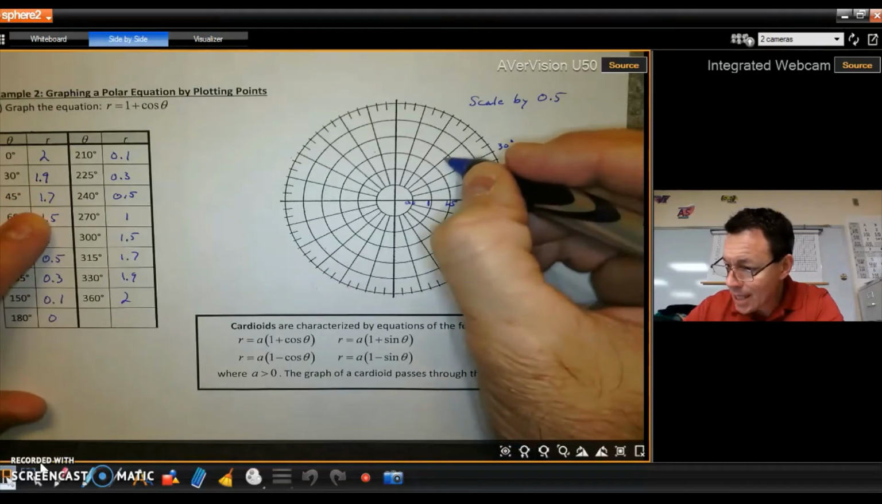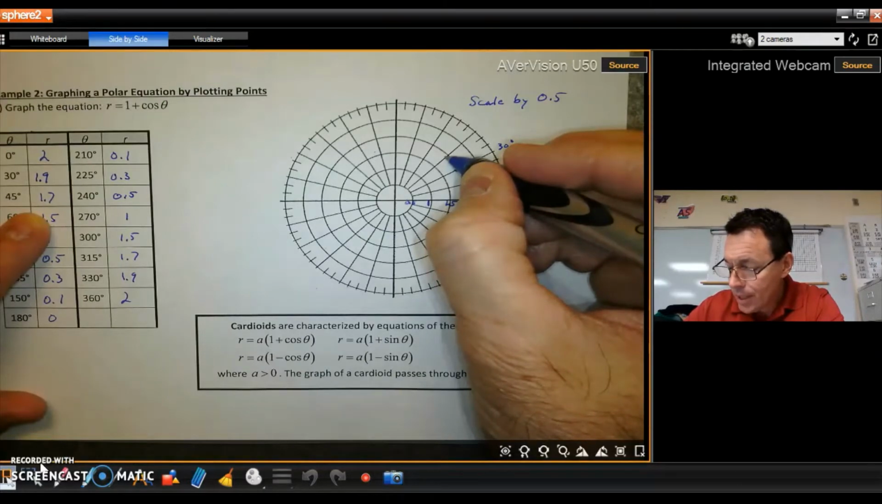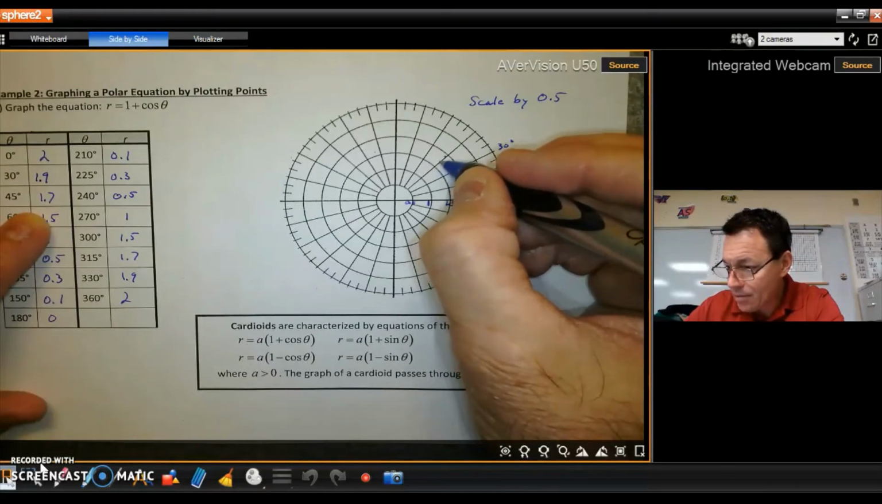45, which is the next line. So what I do is I just jump right over to the next line. There's my angle, and then I back up a little bit. I need 1.7. Well, this was 1.9. This is 1.5. So it's going to be like here.